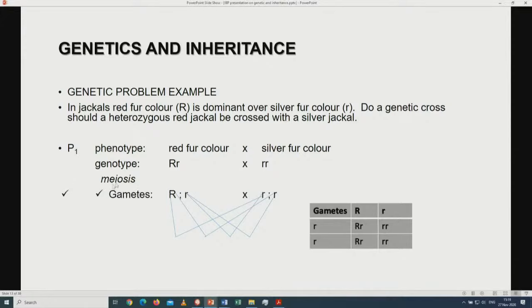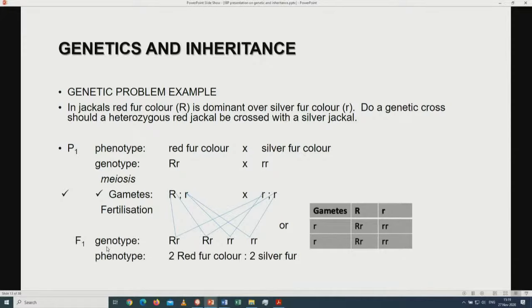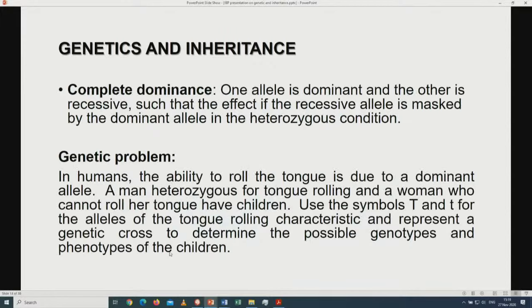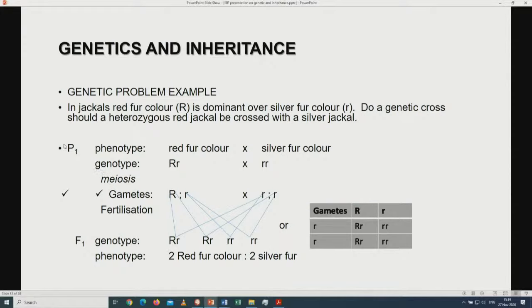Meiosis occurs, and then gametes are formed. Now they separate. Fertilization occurs, where either we cross the lines or you write a Punnett square, and then we indicate the genotype of the F1 generation and the phenotype of the F1 generation. It is very important that in your answer you indicate the P1 and F1 generation and meiosis and fertilization, as they carry 2 marks.